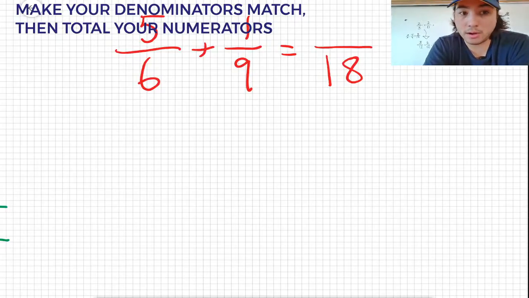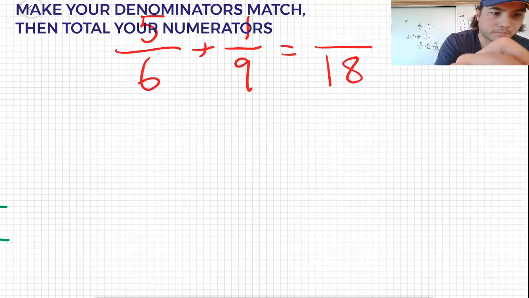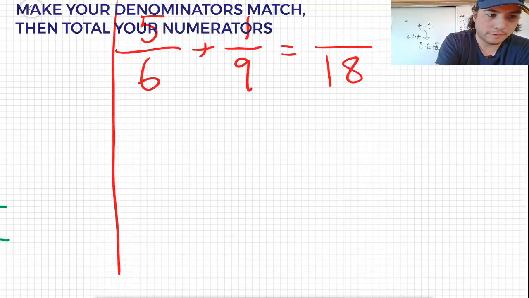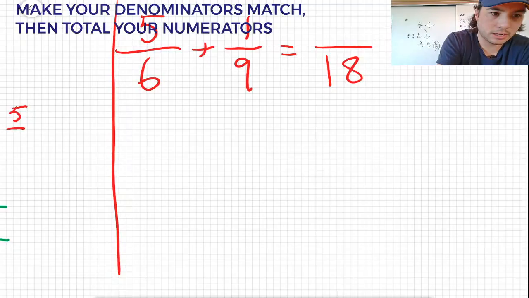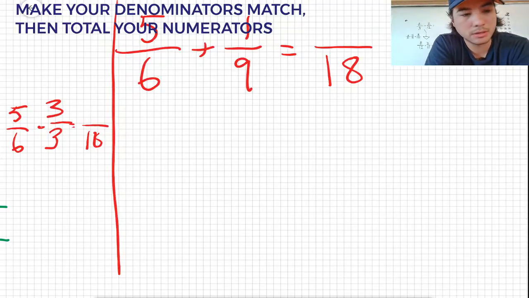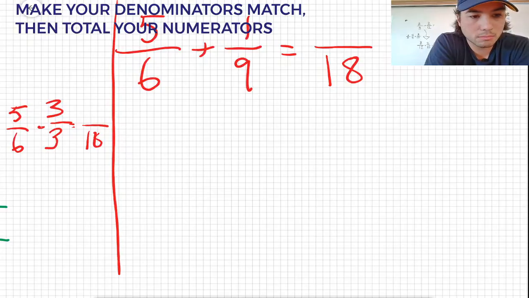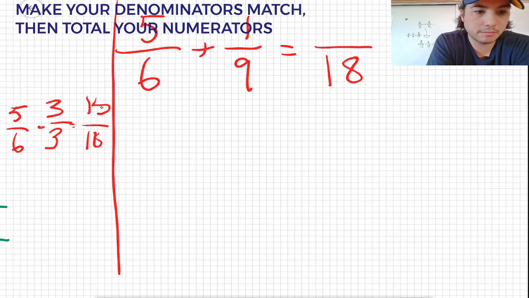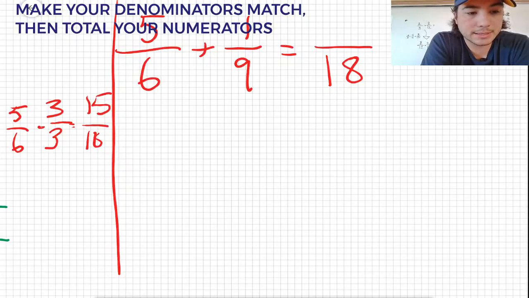Okay, so now let's make our equivalent fractions. I'll put it off to the side here. 5/6 equals how many 1/18? 6 times 3 is 18, so we're going to use 3/3 as our equivalent of 1. 5 times 3 is 15. So we know 5/6 is equivalent to 15/18.